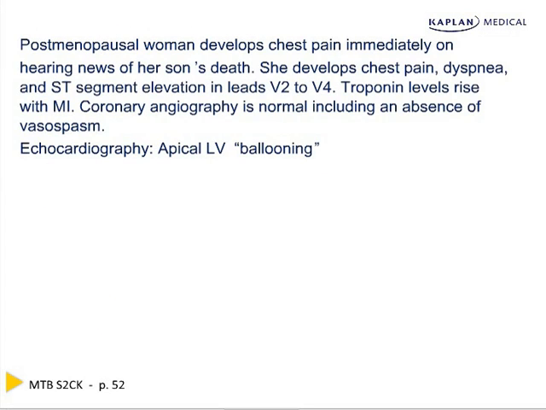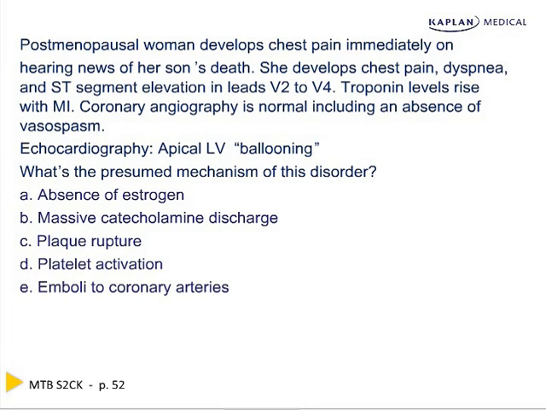We have a postmenopausal woman who develops chest pain suddenly upon hearing news of her son's death. She develops chest pain and shortness of breath and ST segment elevation in V2 to V4, which are the anterior leads, and the troponins rise. So this is unquestionably a real myocardial infarction. However, the coronaries are normal, and there's no spasm. There is a test you can do called ergonovine stimulation, which looks for spasm. At the same time, the echo shows apical left ventricular ballooning, outpocketing. What is the mechanism of this disorder?